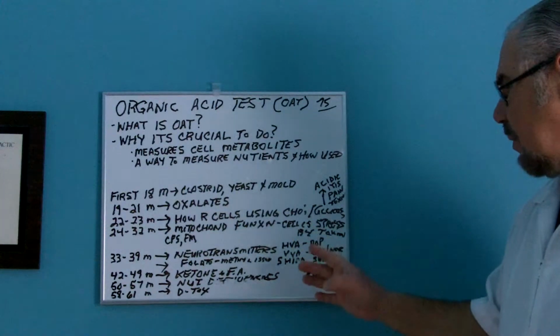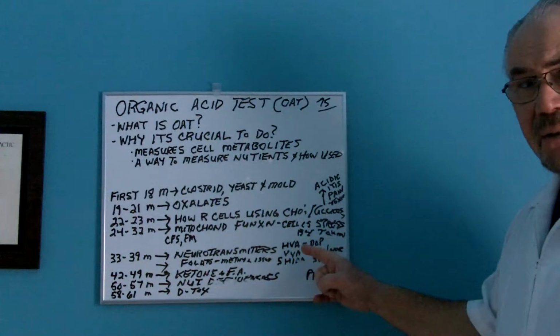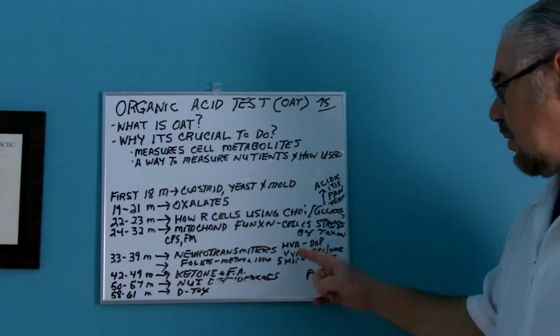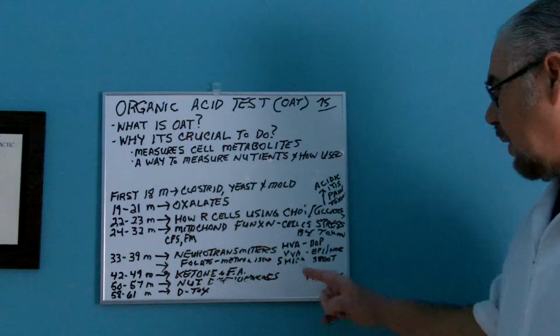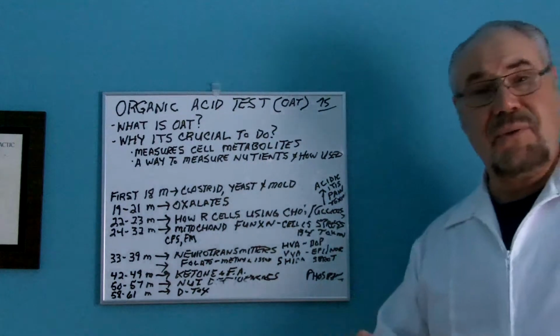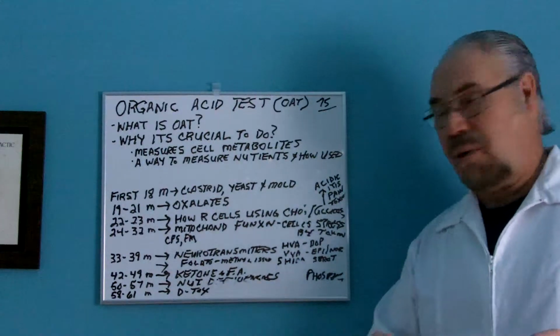On those neurotransmitters, it's going to be checking an organic acid called HVA, which tells us about dopamine. It's going to check VMA, which is going to tell us about epinephrine, norepinephrine, and 5-HIAA, which is going to tell us about serotonin, our happy neurotransmitter, the feel-good hormone.